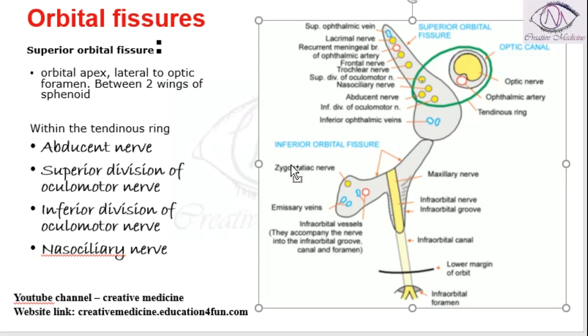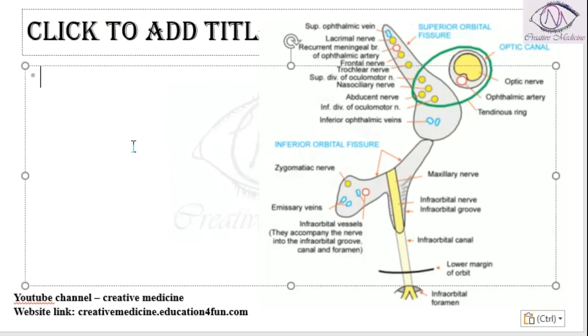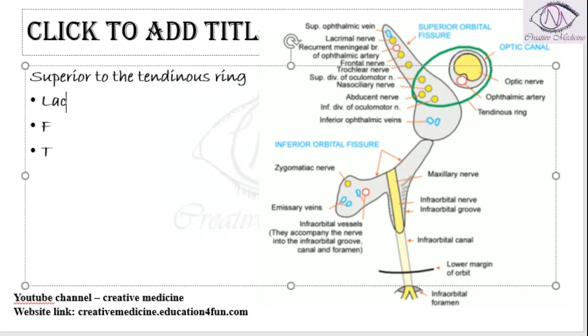Then there is also, above the tendinous ring, or superior to the tendinous ring, here you have LFT. L is lacrimal nerve, F is frontal nerve, T is trochlear nerve.